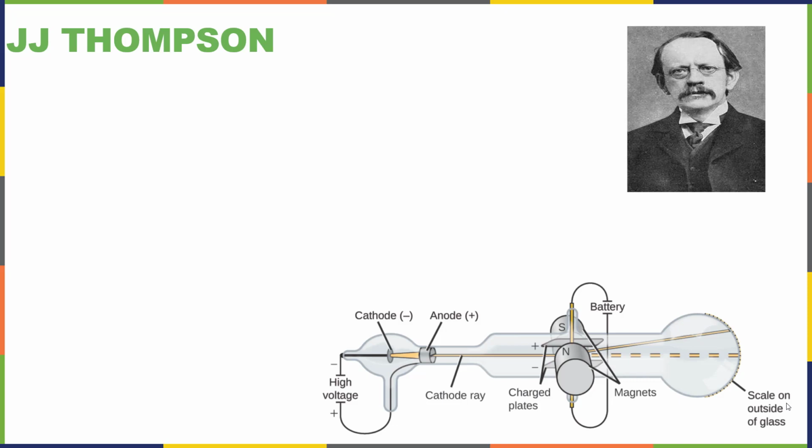To remind you, the three subatomic particles that make up the atom: the proton with a positive charge, the neutron with a neutral charge, and the electron with a negative charge. And J.J. Thomson here discovered the electron. So let's talk about that in a little bit more detail.